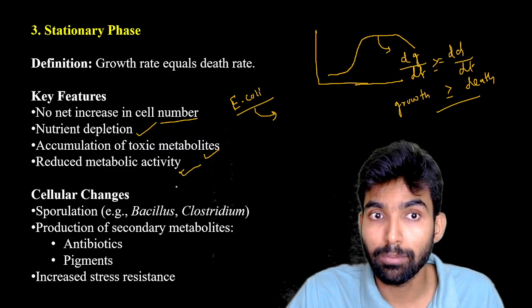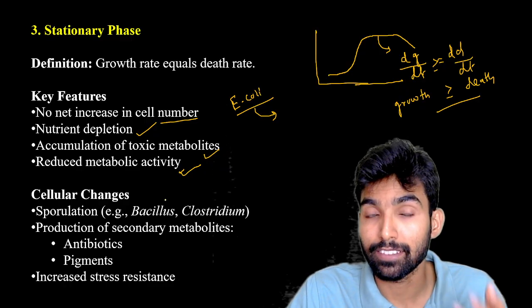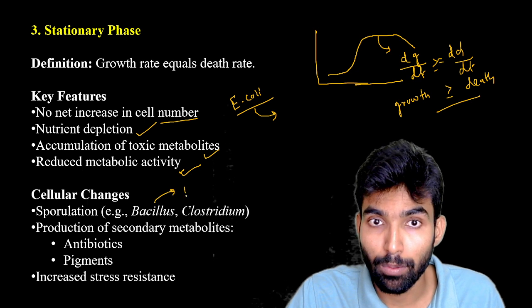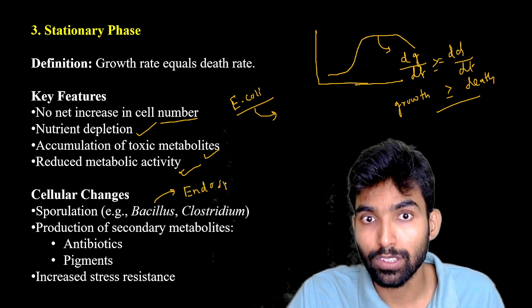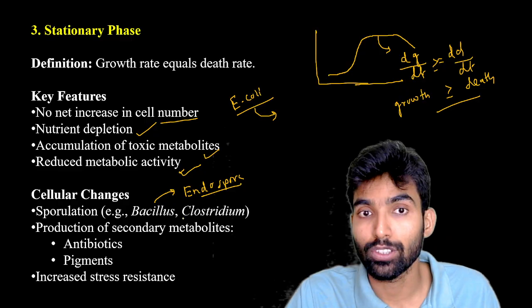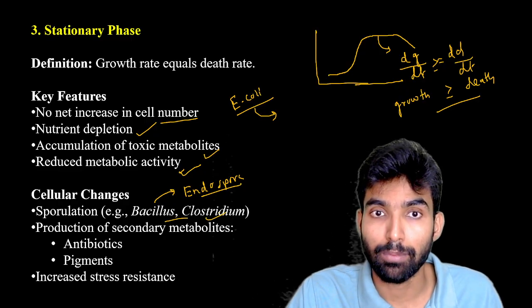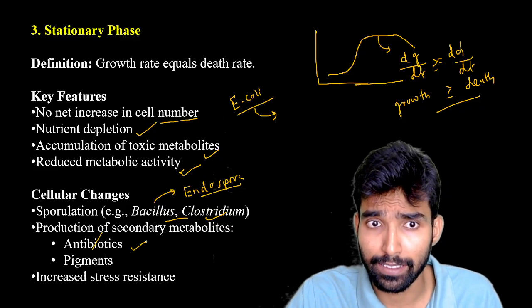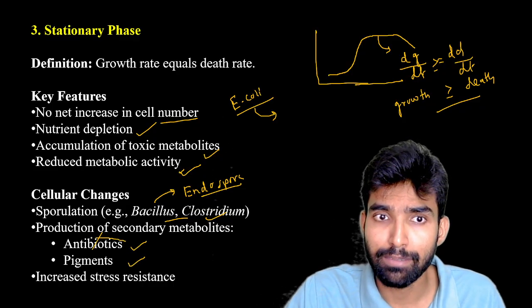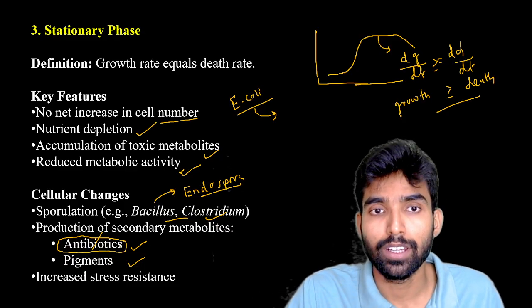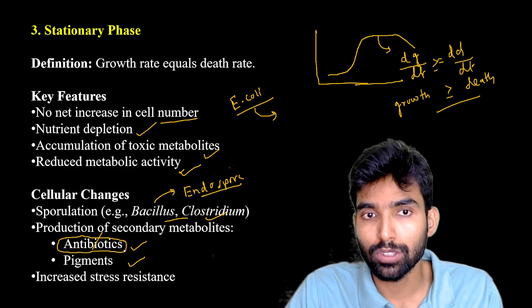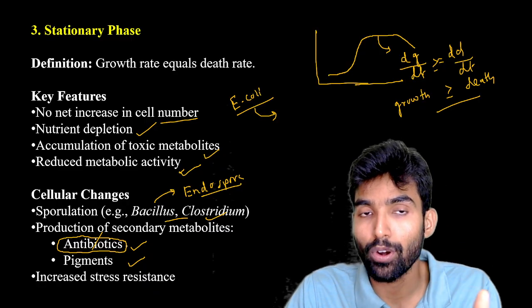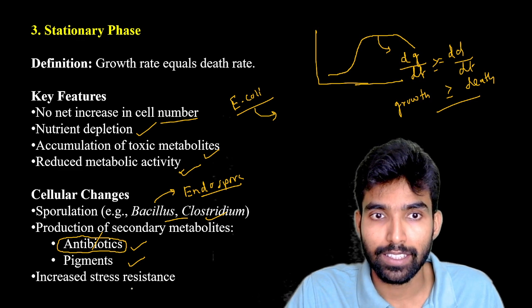But the thing you need to remember here is the cellular changes. As the bacteria is facing the stress condition, they will do sporulation. I hope you have heard about endospore. This sporulation is quite common in Bacillus and Clostridium kind of bacteria. So it starts in the stationary phase. And production of secondary metabolite like antibiotics and pigment is very important in terms of the exam point of view. If you want to produce antibiotics, it's essential that you need the stationary phase, and it's quite important in industry as well, right?